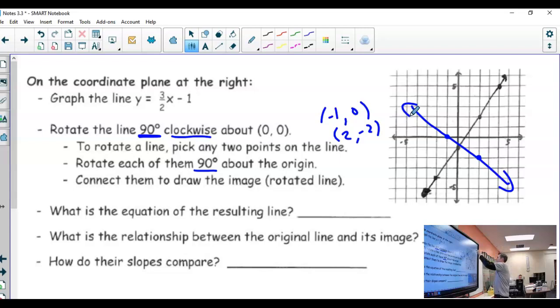All right, this is the pre-image, and this is the image. Right? The pre-image is the original line. The image is the line after I rotate it 90 degrees.